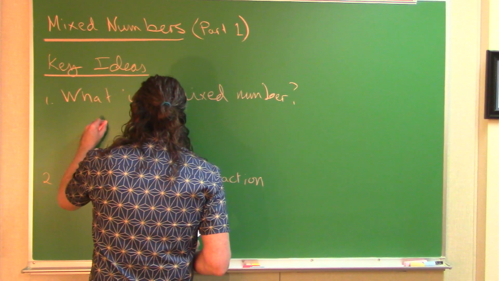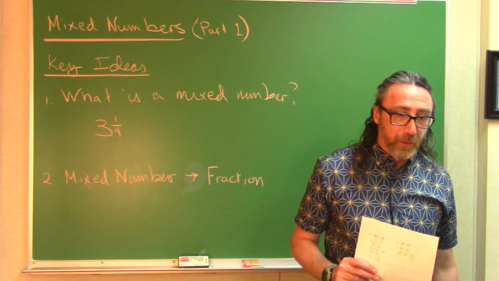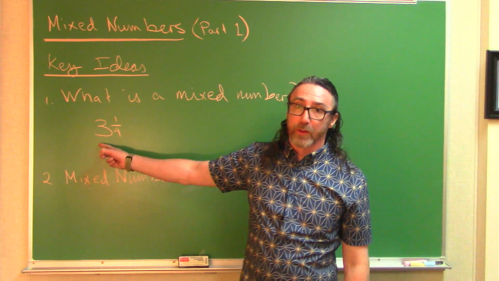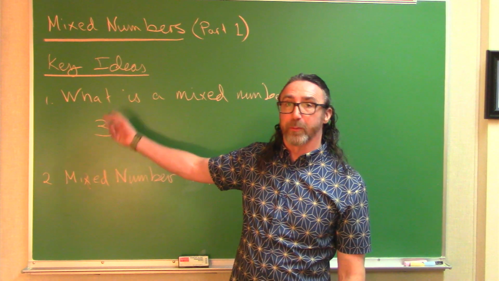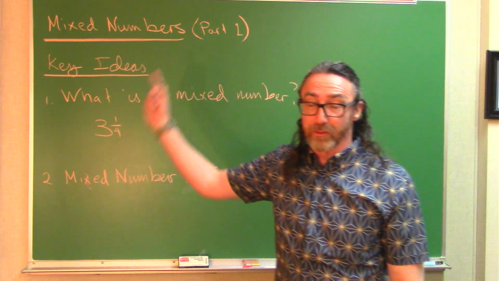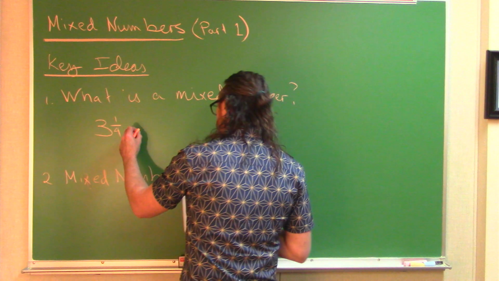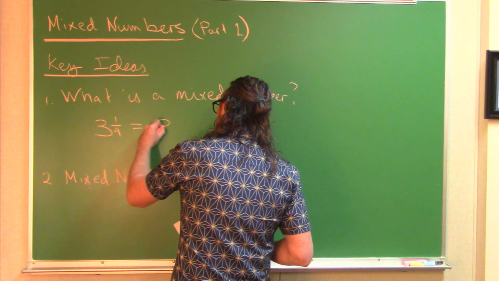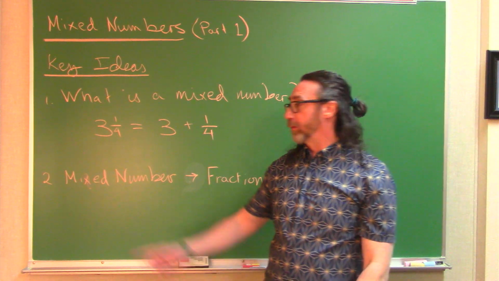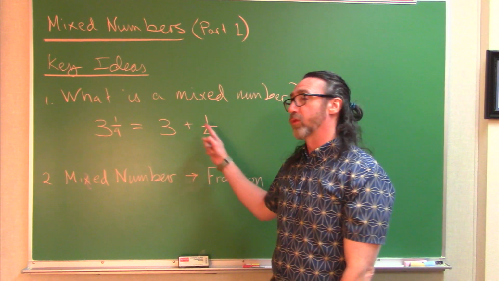So an example of a mixed number would be something like 3 1/4. Okay, so a mixed number has a whole number part. In this case, the 3 is the whole number part of the mixed number, and it has a fraction part. So it's a mix of whole numbers and fractions, hence mixed number. We do have to be careful to remember that in this context, this means 3 plus 1/4. You remember back when I introduced this number, I said 3 1/4. It really means 3 plus 1/4.